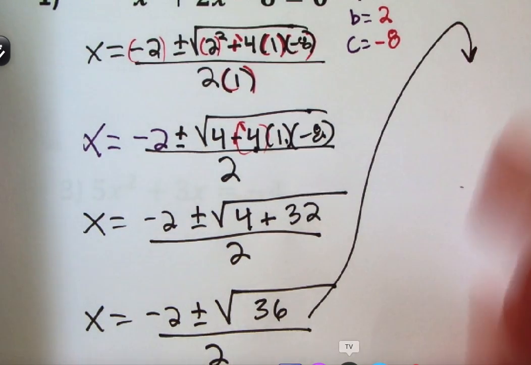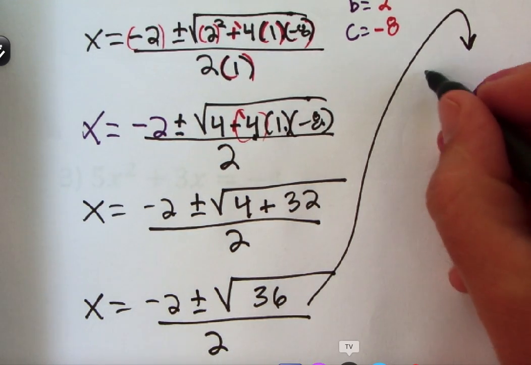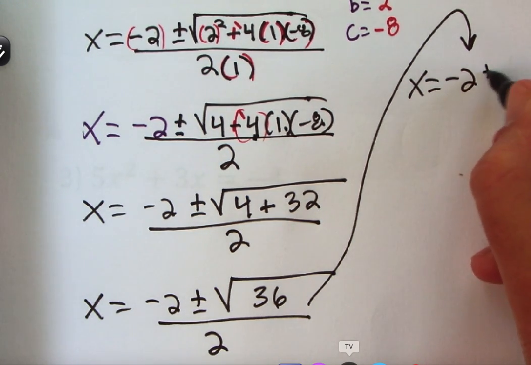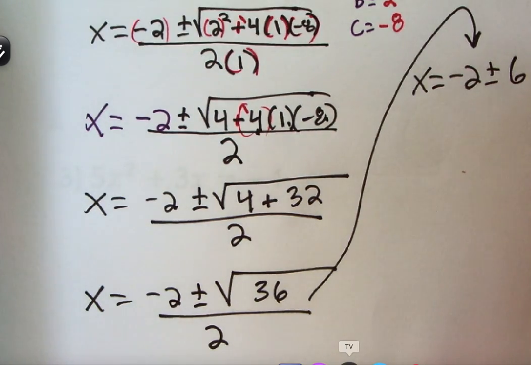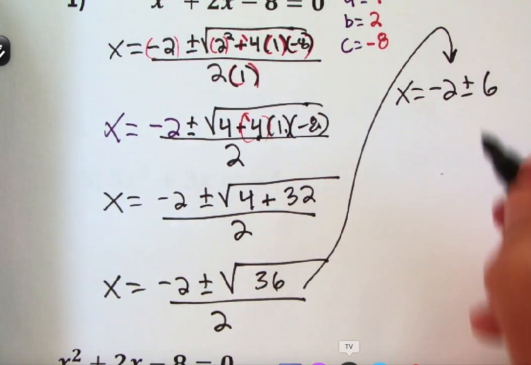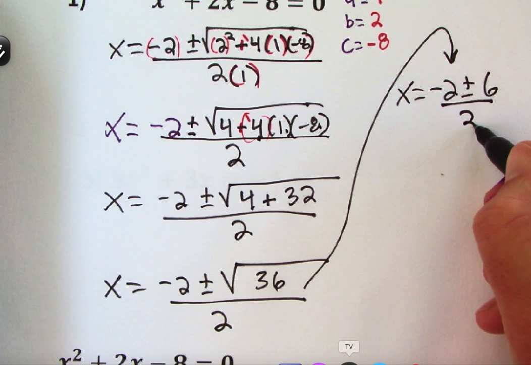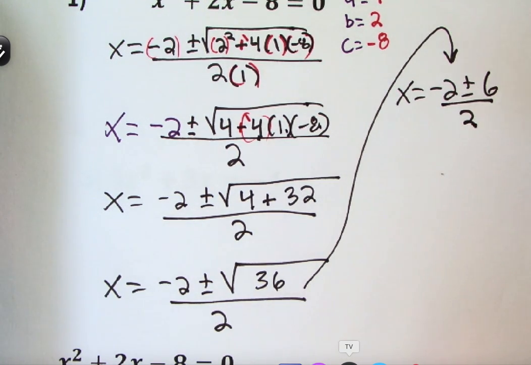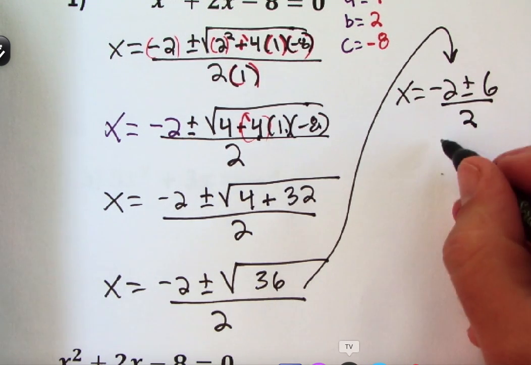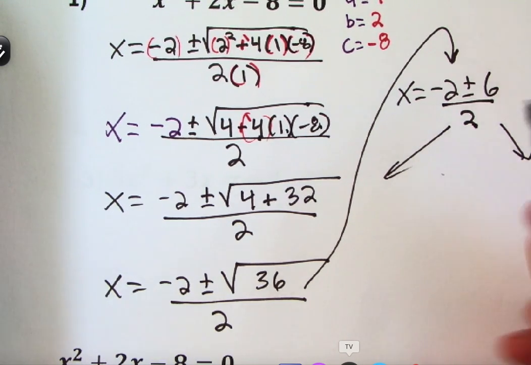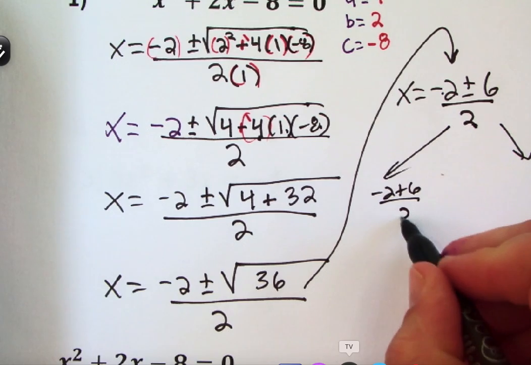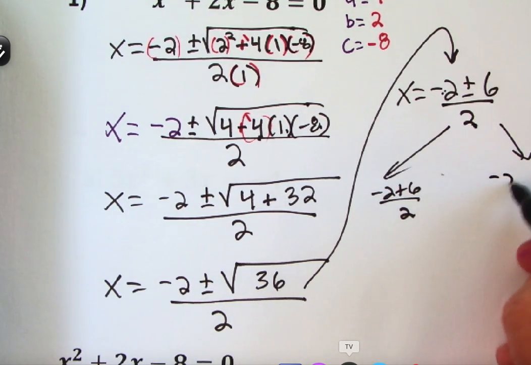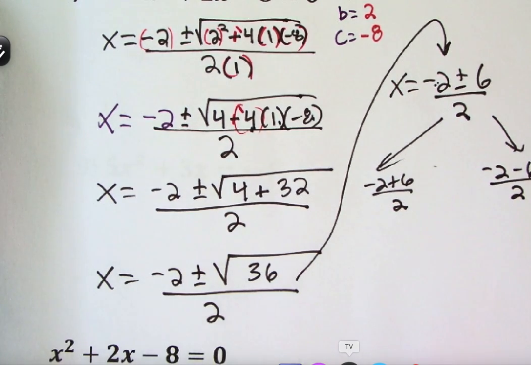Okay, keep going. So x equals negative 2 plus or minus, well, the square root of 36 is perfect, so we can simplify it to 6, all divided by 2. And how do we resolve this? Well, there are 2 answers for x here. We have 2 problems. We have negative 2 plus 6 on top, divided by 2. And we also have negative 2 minus 6 we have to take into account, divided by 2. Let me zoom that out just slightly.